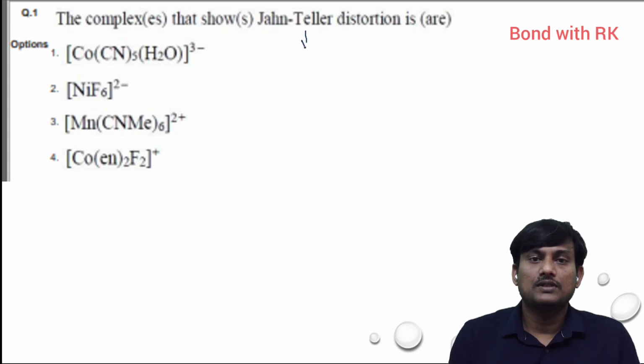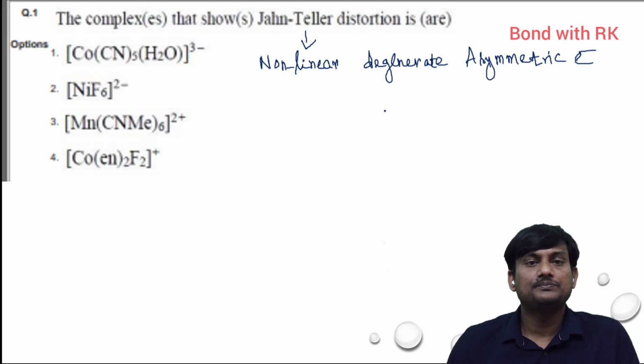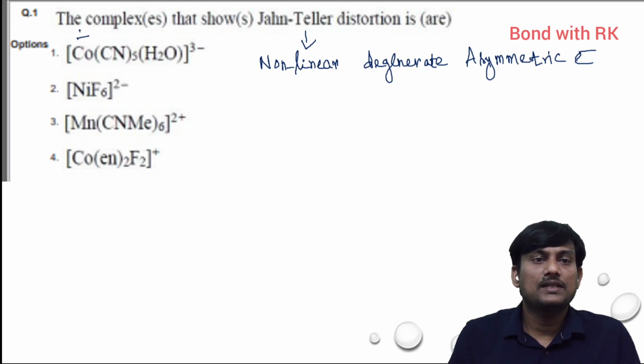Jahn-Teller distortion is exhibited by complexes which are non-linear, in which the metal has degenerate states with asymmetric electronic configuration. Okay, let's take the first complex. Here the oxidation state is +2. Here it is +4. This one is +2, and this one is +3.